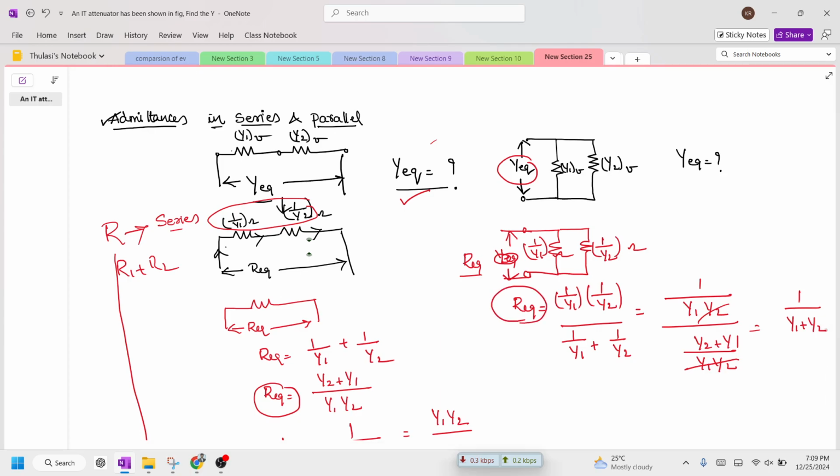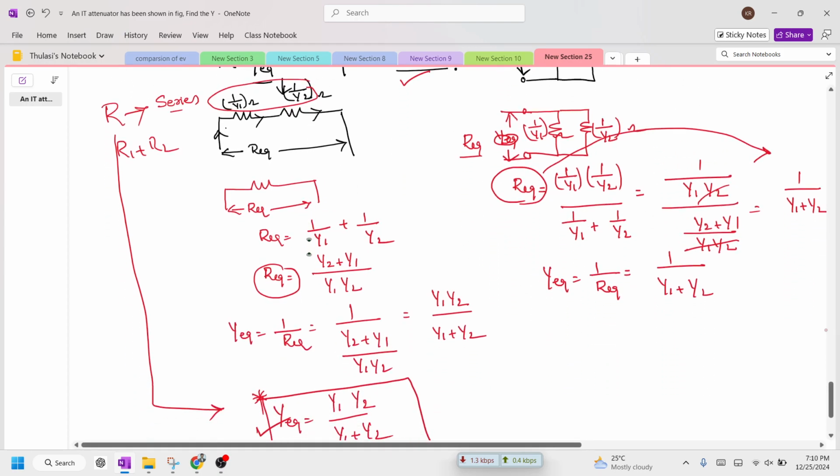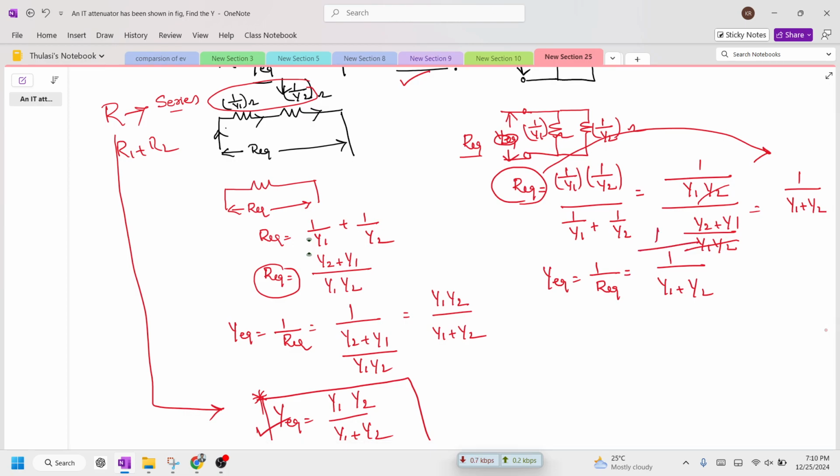Here we got the value of r equivalent, but we require the value of y equivalent. So y equivalent is equal to 1 by r equivalent, that is equal to 1 by y1 plus y2. So when you bring this value, 1 divided by 1 by y1 comes to the numerator. Therefore y equivalent is nothing but y1 plus y2.